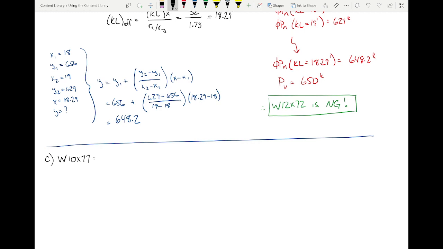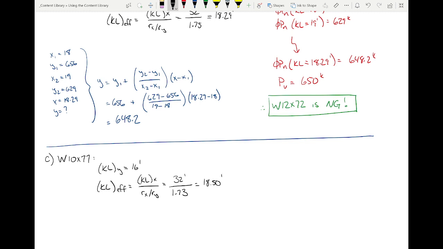So again, we go right up here. KLY is 16 feet, and KL effective is KLX over RX over RY. And what was that? And what do we get? 18.5. Well, that's nice, right?